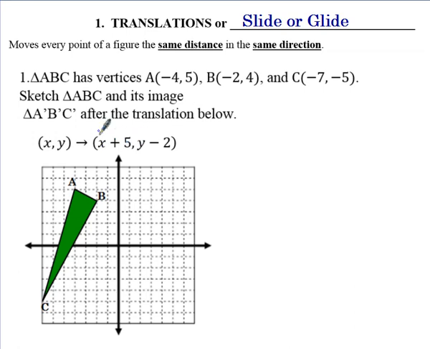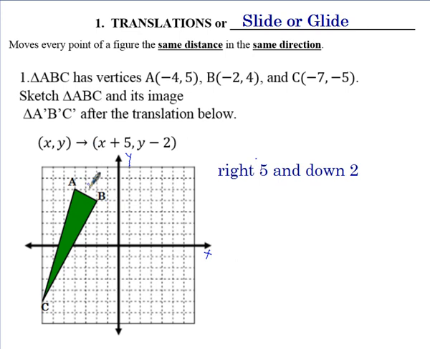Remember, X is this axis here. X is always a left or a right move, and this is the y-axis, and Y is always an up or a down move. Based on this translation, x plus 5, y minus 2, we move this figure over 5 points to the right and 2 points down.